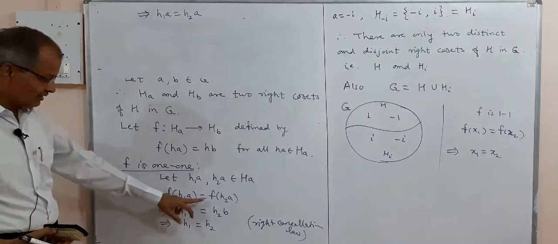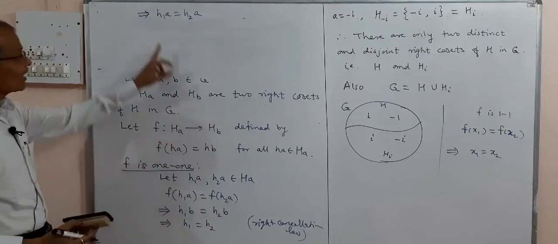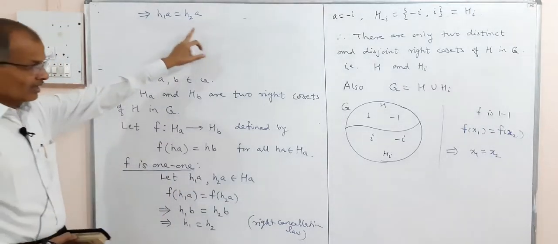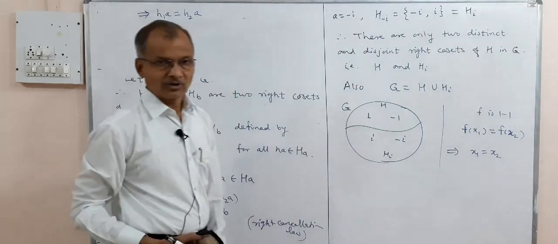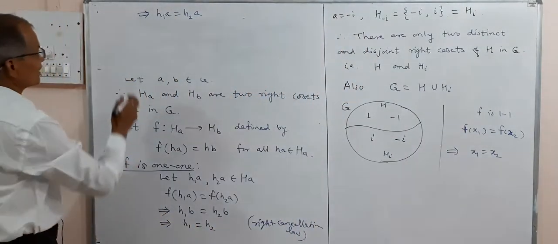f of h1a is equal to f of h2a implies h1a is equal to h2a. That is, f of x1 is equal to f of x2 implies x1 is equal to x2, and that shows f is 1-1.